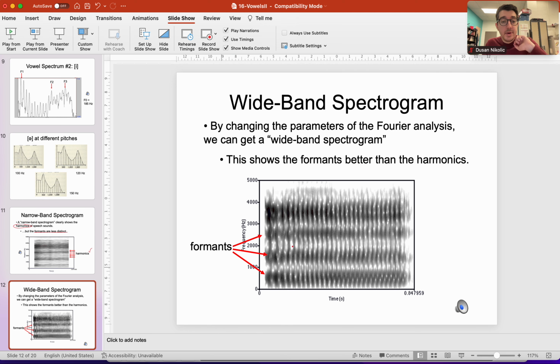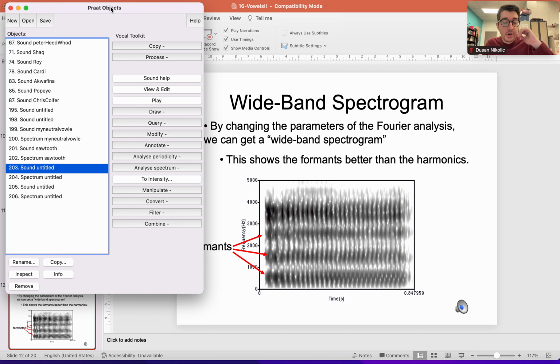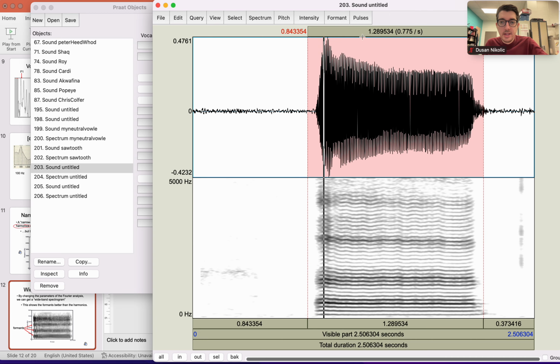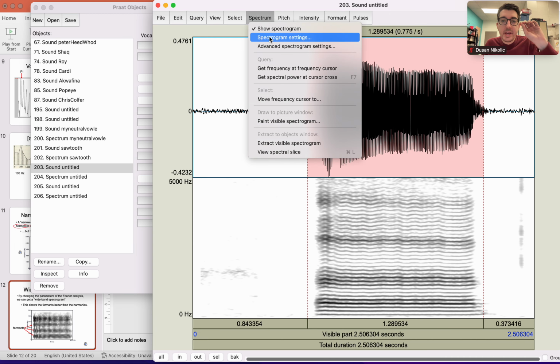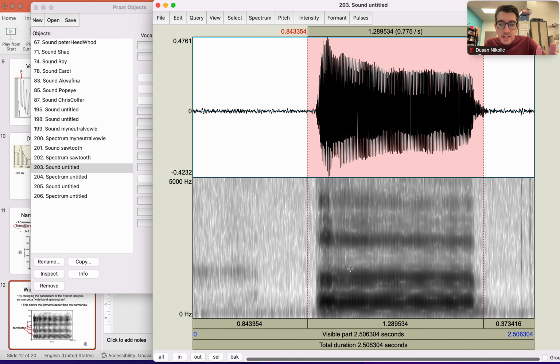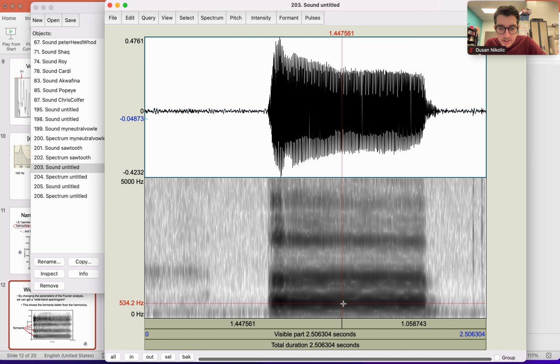I have a wide band spectrogram, and I will go back to my vowel here and go back to my spectrogram settings. Spectrogram settings should be standard, right? And I click OK, and now I have much darker bands here, right? I can see better where my first formant lies.